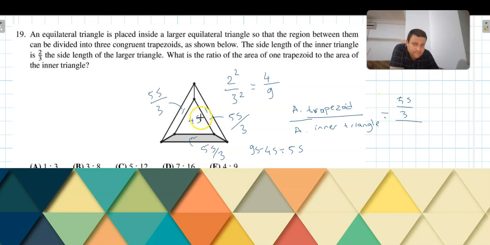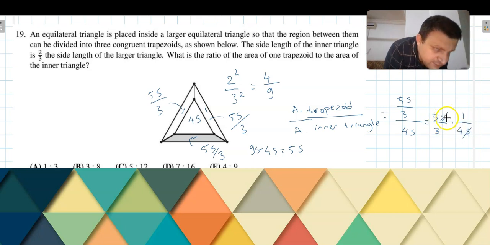divided by the inner triangle, which is 4s. When we write it again, 5s/3 times 1/4s. So s and s cancel each other. The result is going to be 5/12.